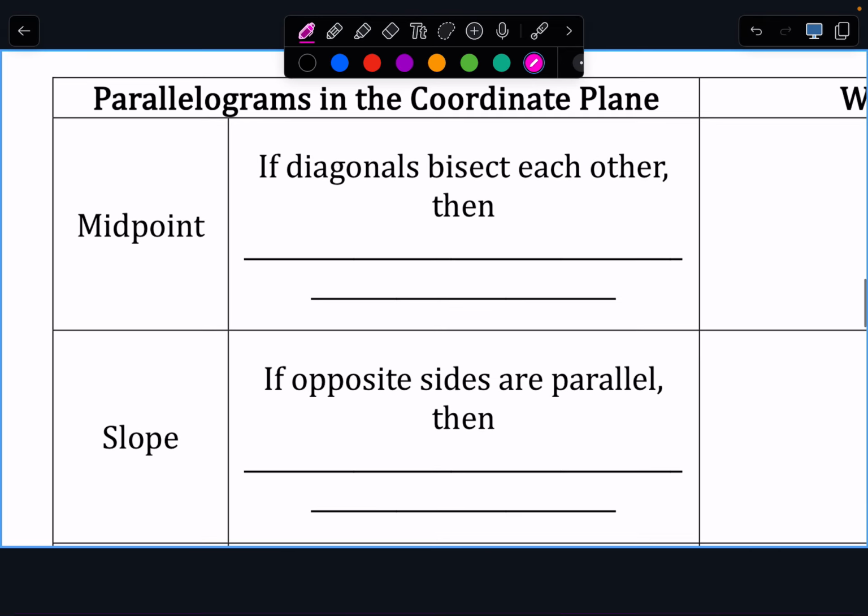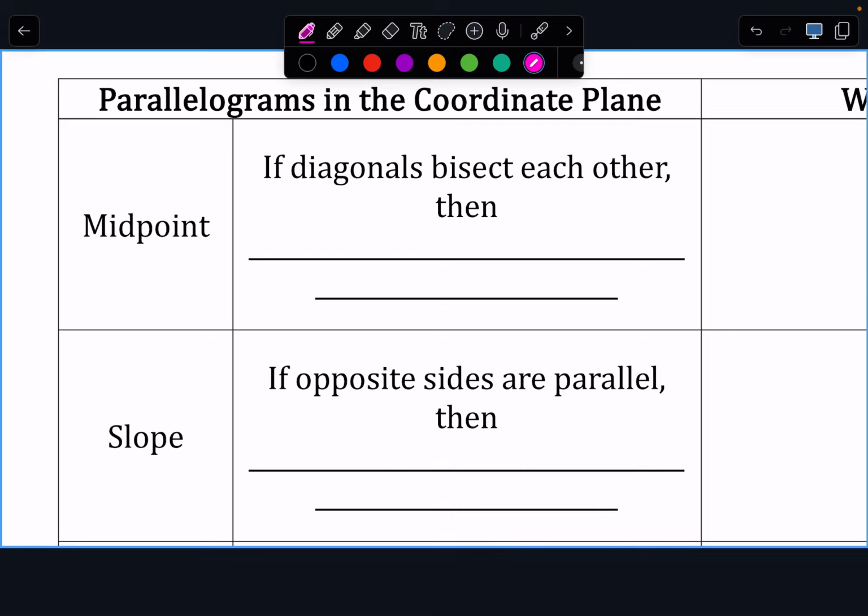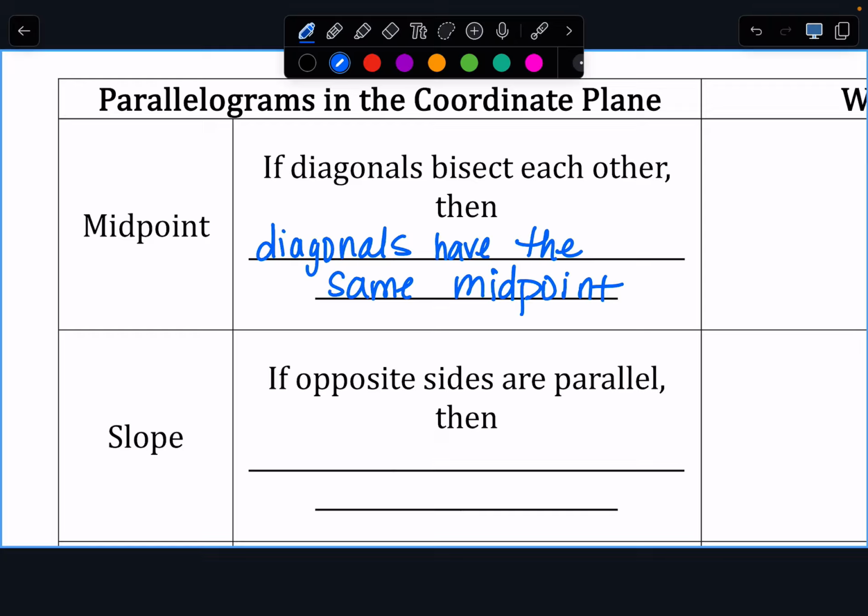Now, let's talk about if I give you 4 coordinates in the coordinate plane and I ask you, hey, is this a parallelogram? There are 4 different things that you could do to figure it out. If the diagonals bisect each other, like we saw in our warm-up, what happened to our diagonals? They have the same midpoint. So what you could do is find the midpoint of one diagonal and the midpoint of the second diagonal, and if they are the same midpoint, then our diagonals are bisecting each other, and yes, we have a parallelogram.